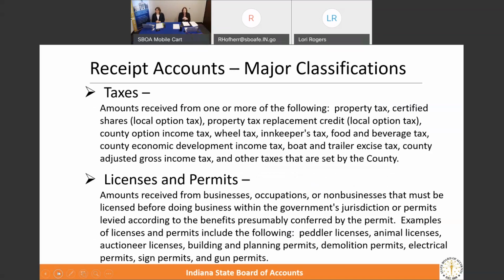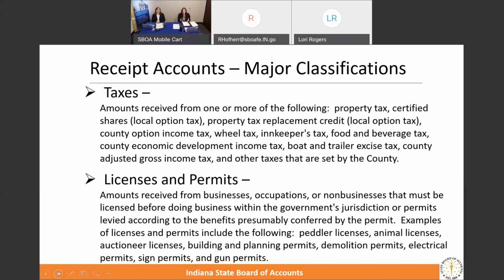But for your major classifications, this is really what kind of revenue are you getting? Where's it coming from? So is it taxes? Is it your wheel tax, your innkeeper's tax, your food and beverage tax, any LIT, property tax, that kind of stuff. Those are taxes that are set by the county, levied by the county, okay? That is where that classification is going to be.